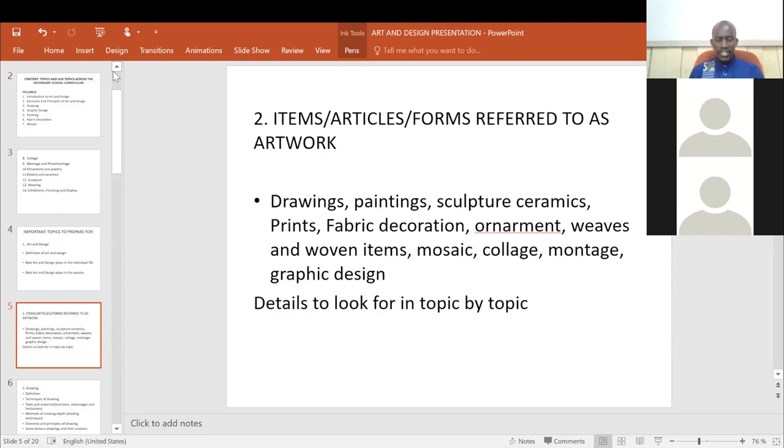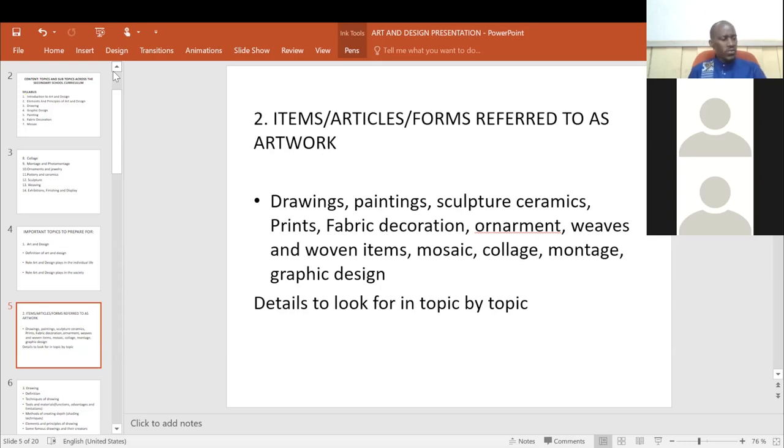You must also understand that with these art forms and articles, you must be able to mention some famous artists in the society who are known and are famous for doing some particular artworks, be it in paintings, drawings, ceramics, sculptures, and all that. Now, as a candidate class, what is it that you need to look for as far as revision is concerned, or as far as exam preparation is concerned?